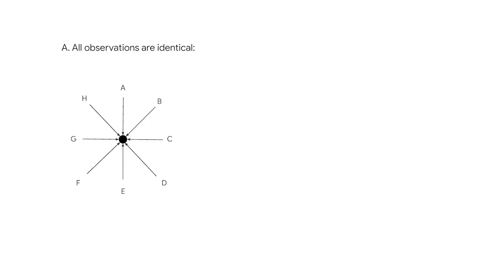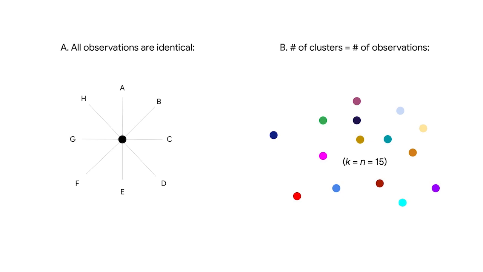Can inertia ever be zero? Well, it's possible, but this scenario wouldn't offer any new insight into the data. Here's why. In one case, if all observations were identical, this would mean all data points are in the same location. Then, inertia equals 0 for all values of k. And the second case is when the number of clusters is equal to the number of observations. If each observation is in its own cluster, then its centroid is itself.